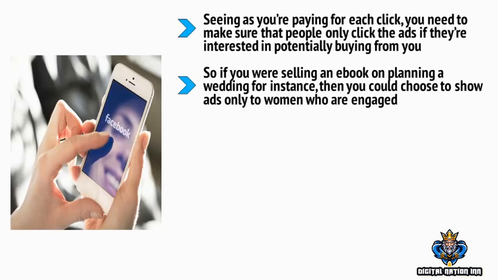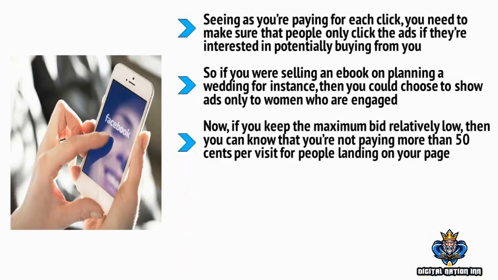So if you were selling an ebook on planning a wedding, for instance, then you could choose to show ads only to women who are engaged. This way, there will be a much higher chance of them being interested in your book. Now, if you keep the maximum bid relatively low, then you can make sure that you're not paying more than 50 cents per visit for people landing on your page, and that all those visits will be from engaged women.